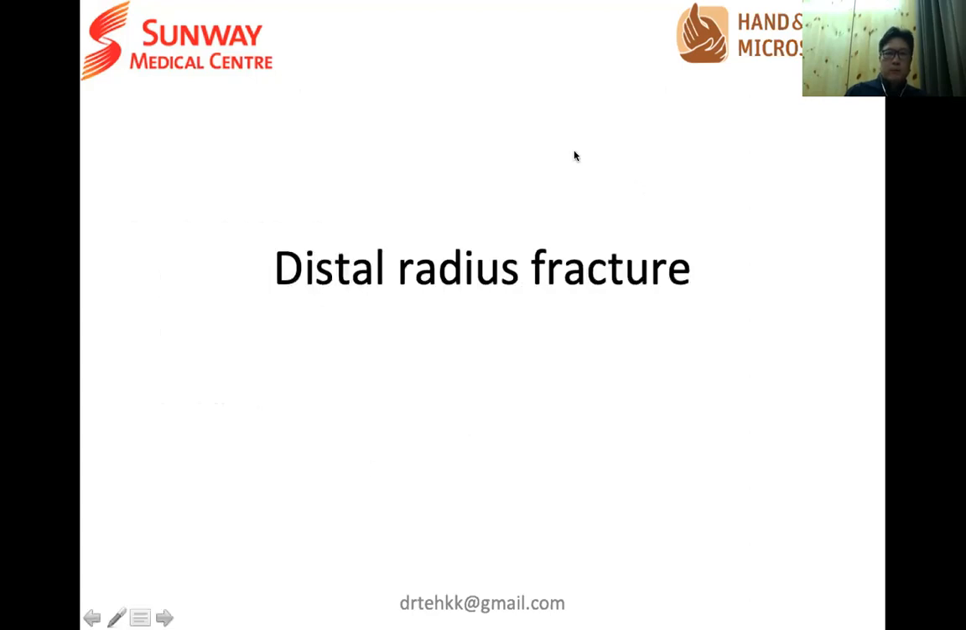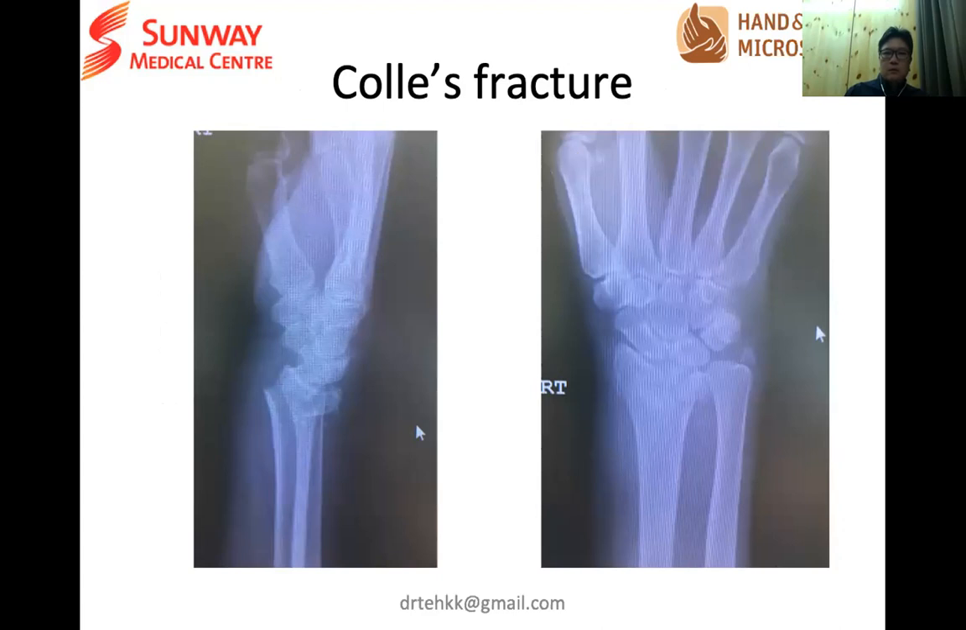Bony problems. Distal radius fracture, this is a wrist fracture. I just want to talk about Colles fracture because this is something that I think not many people do. You can treat this conservatively.